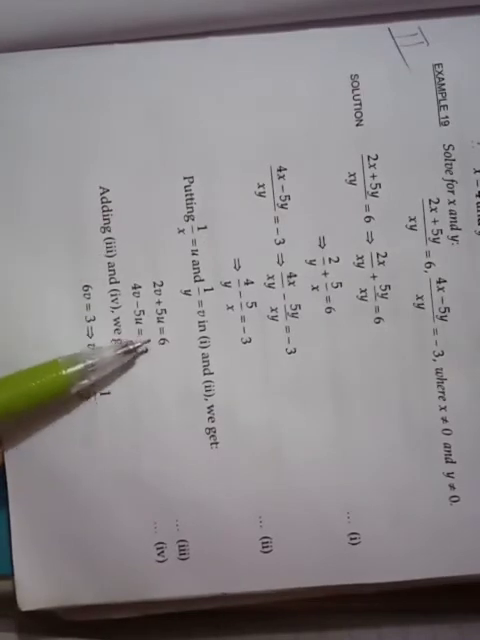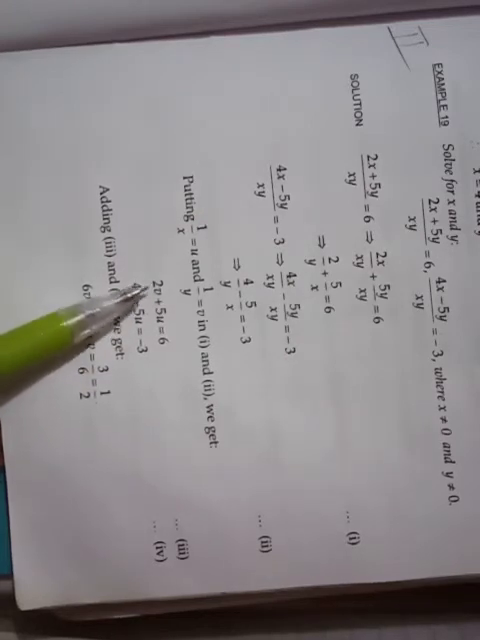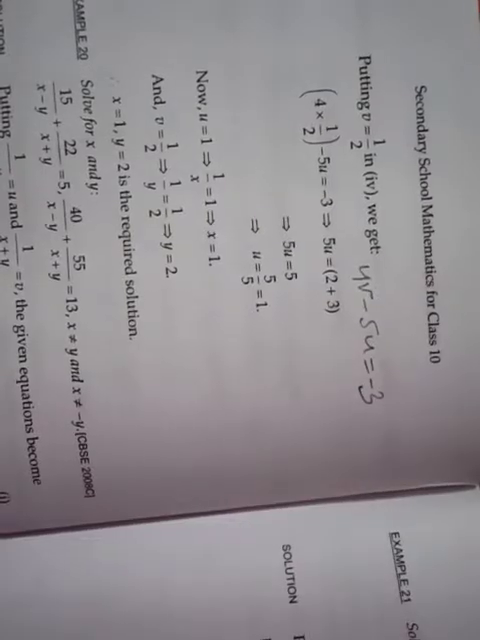Okay, adding equations 3 and 4, 5u and minus 5u will cancel out because they have opposite signs. So 4v plus 2v equal to 6v, and 6 minus 3 equal to 3. So v equal to 3 upon 6, and cancelling by 3, v equal to 1 upon 2.